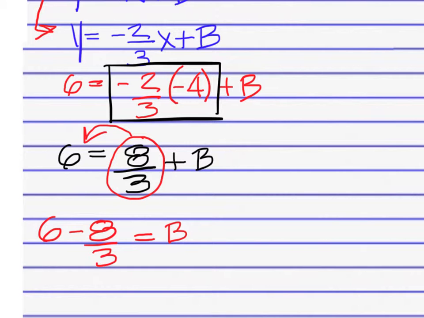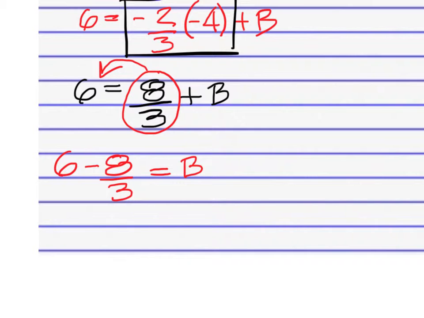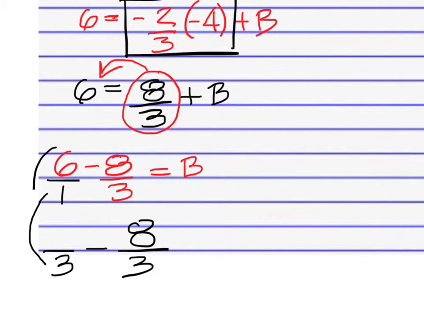You have to subtract. You're going to have to do fractions. A common denominator between 3 and 1 is just going to be 3. Of course, the 8 over 3 stays the same, but if I multiply this 1 by 3, I have to multiply this 6 by 3 to get 18. 18 minus 8 is 10.